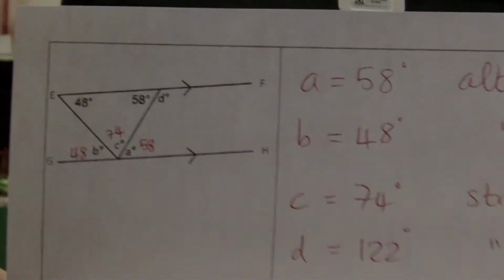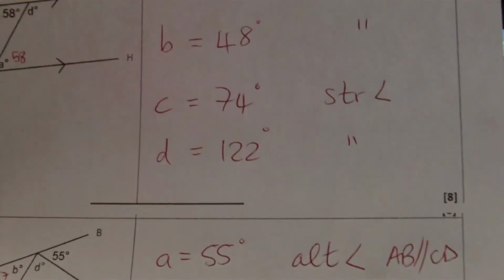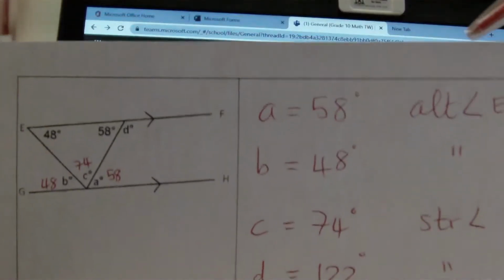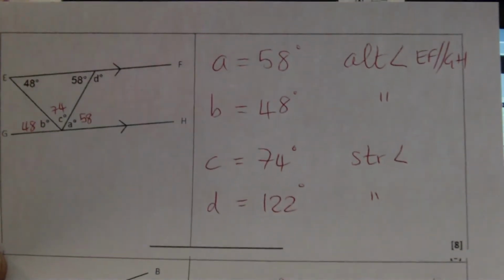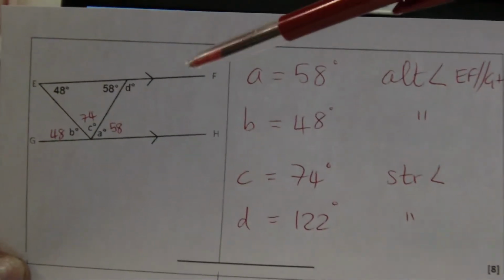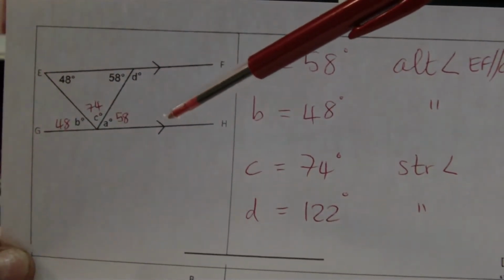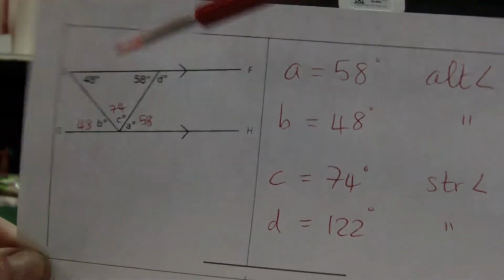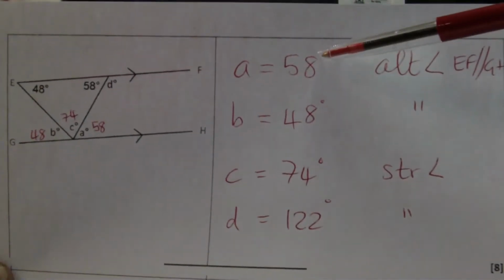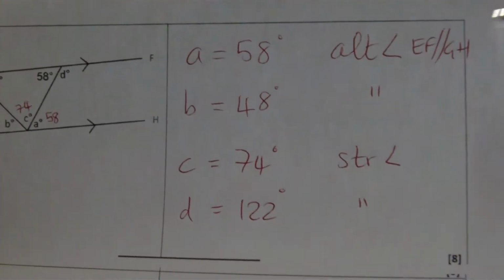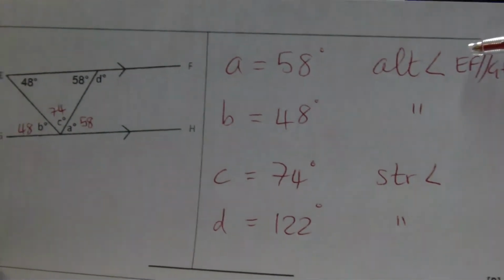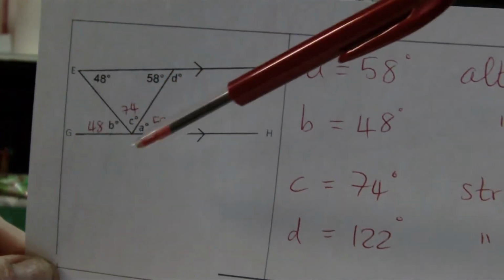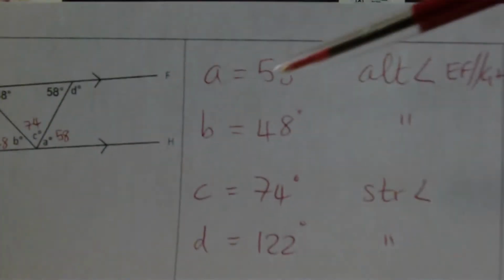Now it's getting a little bit more complicated. They become out of 8 marks because there's 4 things to do here, each one with a reason. So just have a look at mine and have a look at yours and see what's going on. The first thing that I did was I found the A to be 58 because of the Z. So it's alternates. So look, A is 58, alternate angles and the parallel sides. B was 48 for the same reason. Look, there's a Z.